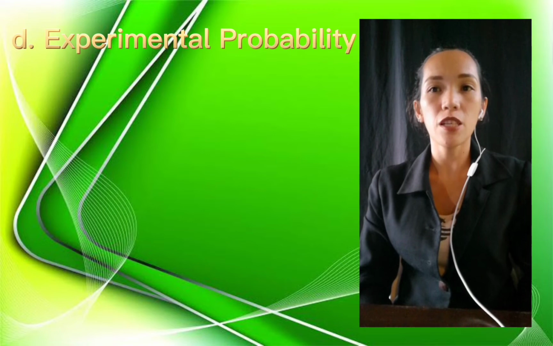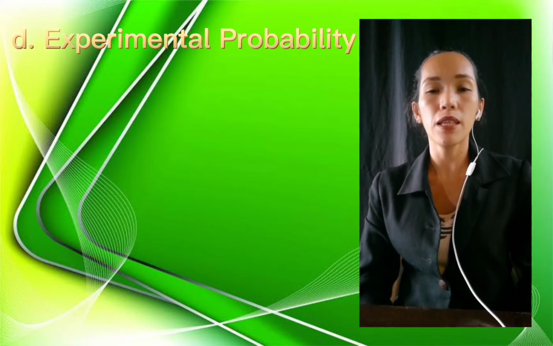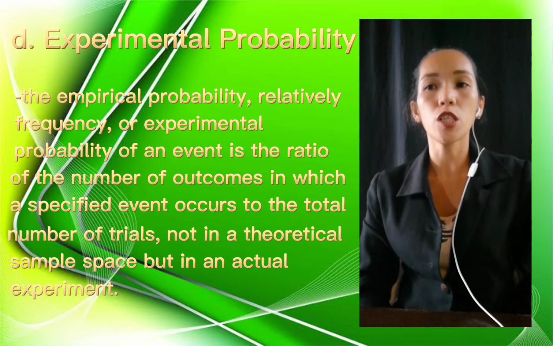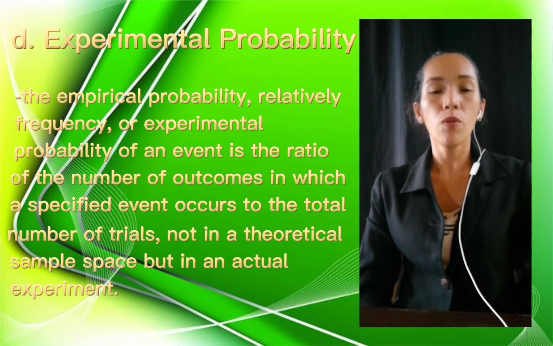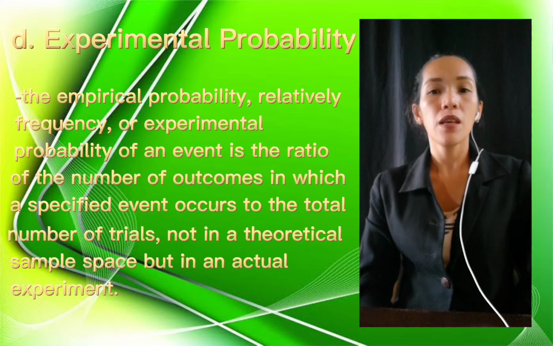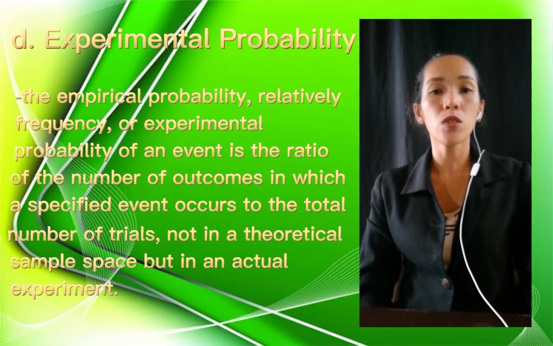Our next topic is about experimental probability. The empirical probability, relative frequency, or experimental probability of an event is a ratio of the number of outcomes in which specified events occur to the total number of trials, not in theoretical sample space but in an actual experiment.